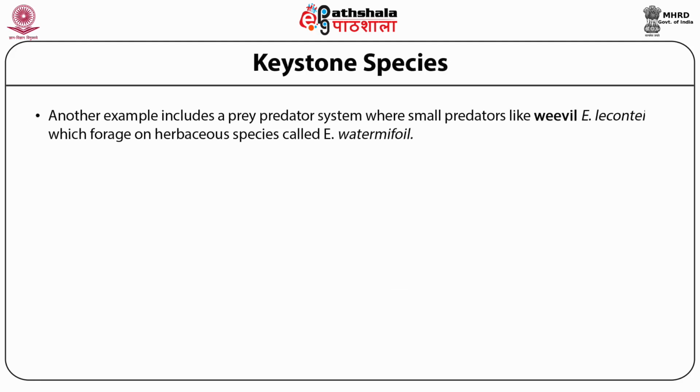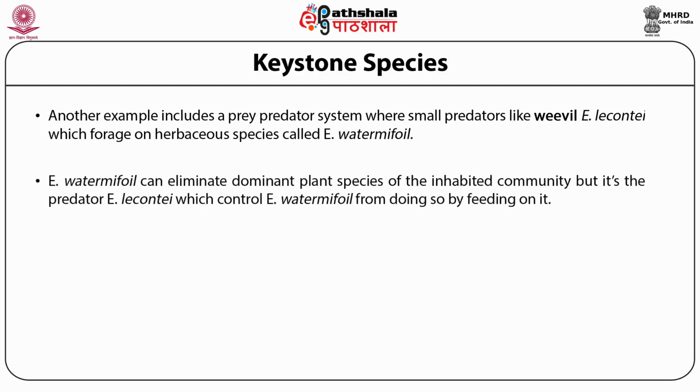Another example includes a prey-predator system where small predators like the weevil, E. lecotini, forage on a herbaceous species called E. watermilfoil. E. watermilfoil can eliminate dominant plant species of the inhabited community, but it's the predator E. lecotini which controls E. watermilfoil from doing so by feeding on it.